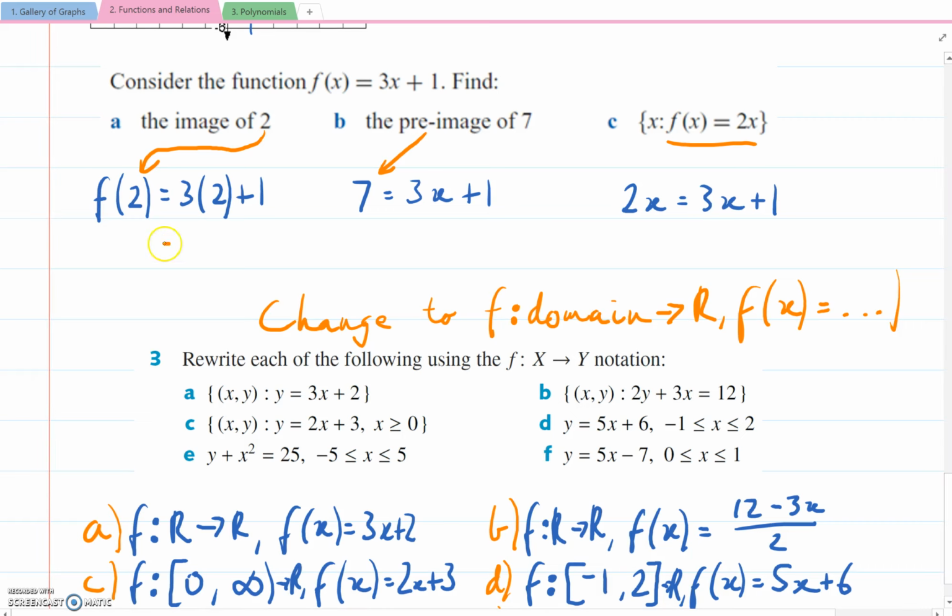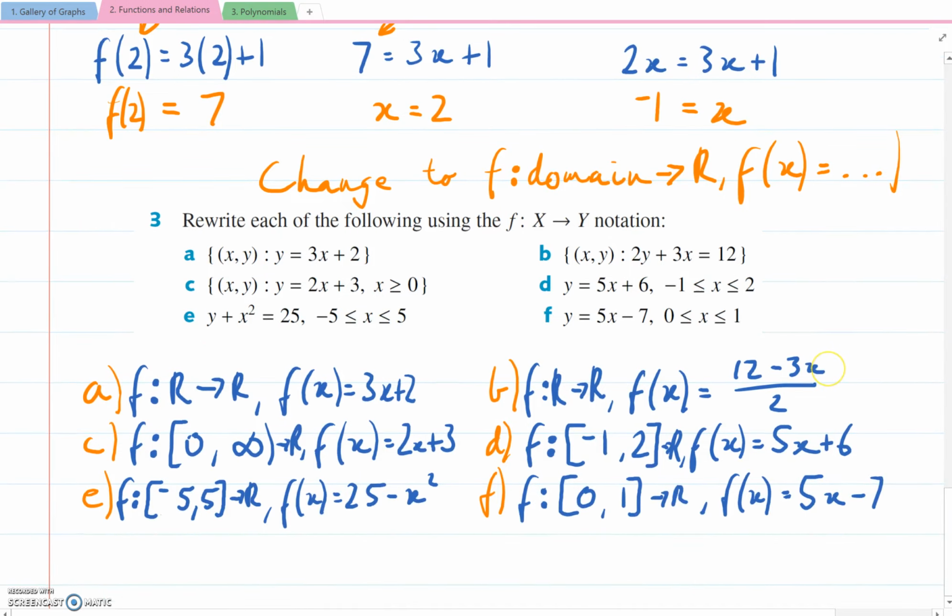So if we were solving these, this would be 7. That's going to be 6. So x = 2. We should write in this. And in this case, we end up with, that's 1x over there, plus 1. So I think we end up with x = -1.